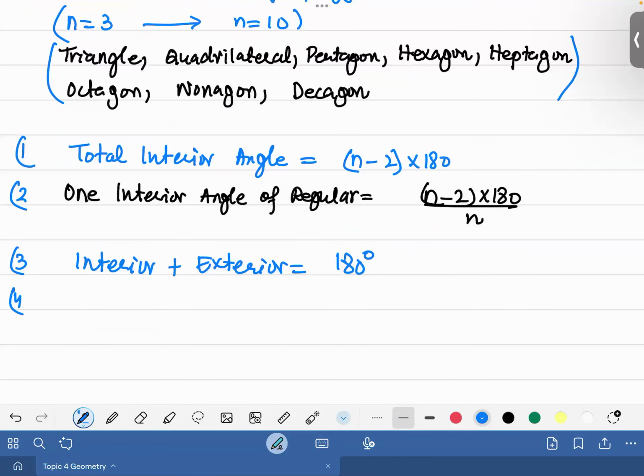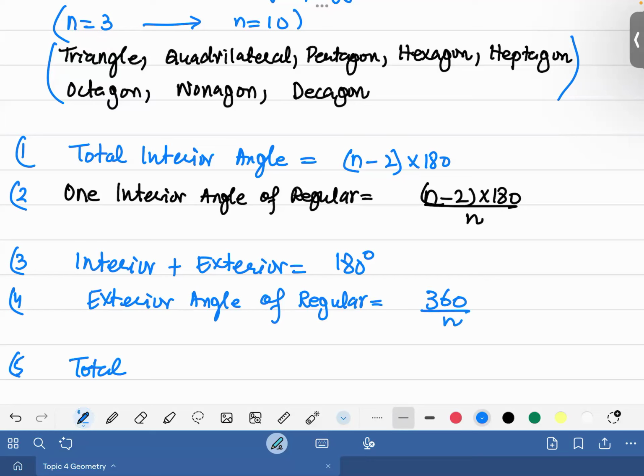The fourth formula we studied is the exterior angle of a regular polygon. This is the regular formula, so do not apply it to any shape. Exterior angle of a regular polygon equals 360 by n. Understood? Yes, sir. And the last fact was the sum of all exterior angles should be equal to 360 degrees.